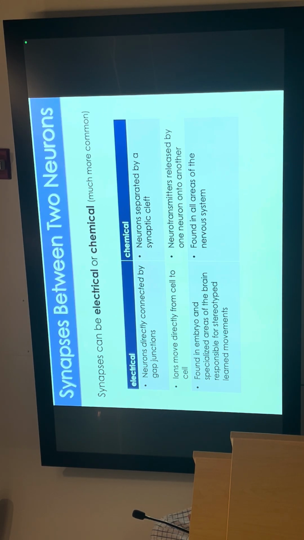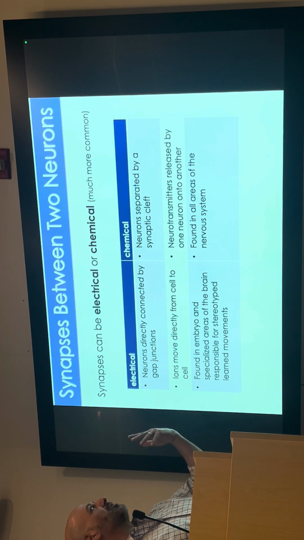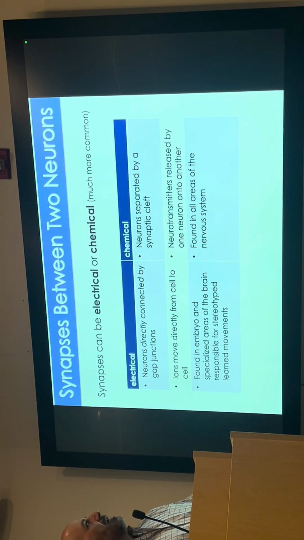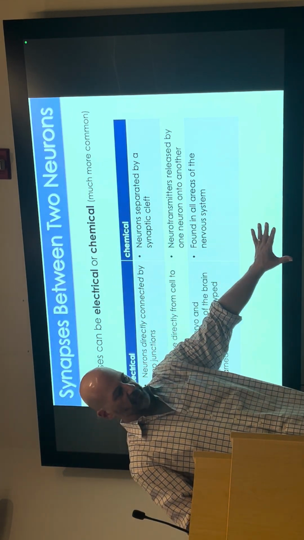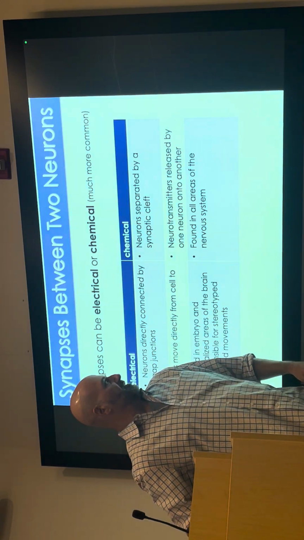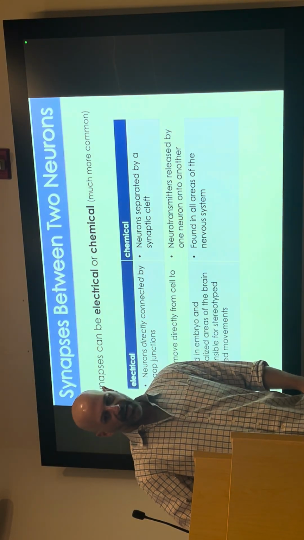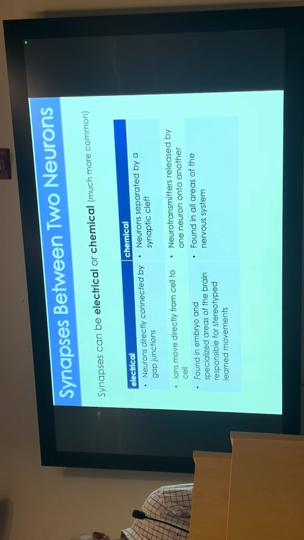But some responses are so stereotypical, like we always respond the same way. You know, someone shines a light in your eye, your pupil is going to get smaller. Something like that. Okay, where these synapses are just sort of automatic. Those can be electrical synapses. But by far, the most common types are chemical synapses. I'm going to spend most of our time with those. We're not going to talk about electrical synapses really anymore.